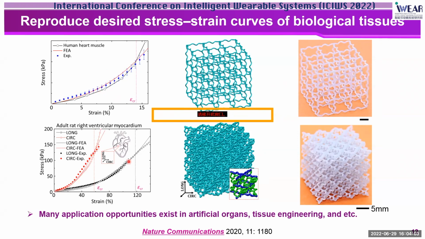On the bottom shows another example for the right ventricular myocardium of an adult rat. And here the stress strain responses are very different between the circumferential and the longitudinal direction of the tissue. And for such anisotropic mechanical responses, the artificial tissues based on our network design can still reproduce accurately the stress strain curves of biological tissues along both directions.